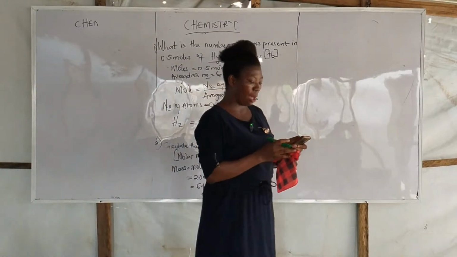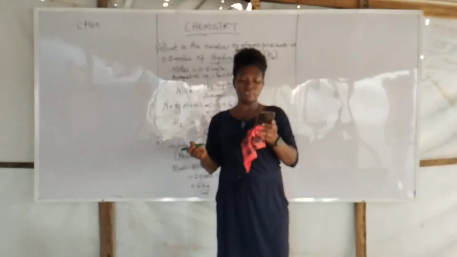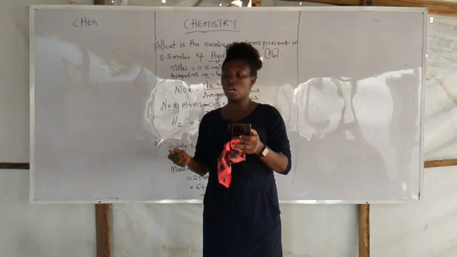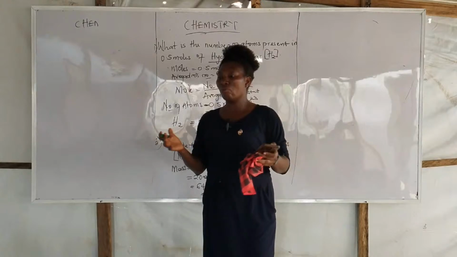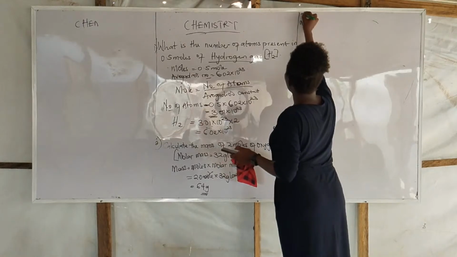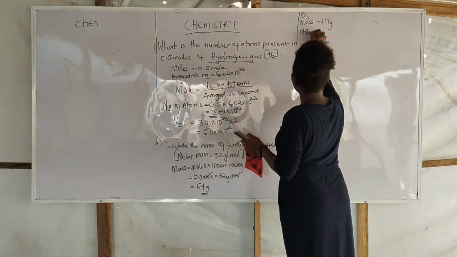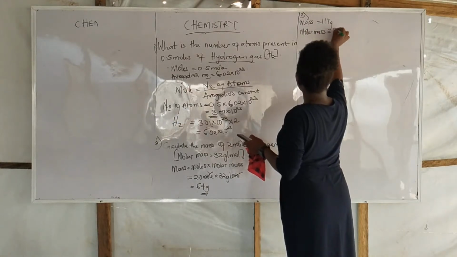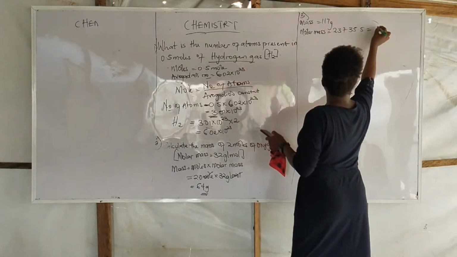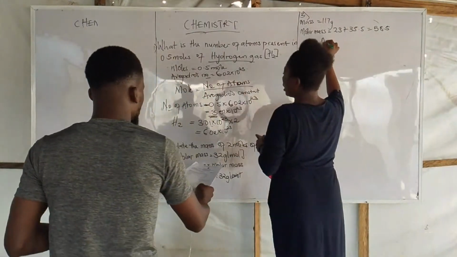All right, question 3. How many moles of sodium chloride are present in 117 gram of sodium chloride? That is the same as saying you are looking for mole, which equals mass over molar mass. What is your mass here? Our mass is equal to 117 gram. And the molar mass is 23 plus 35.5, which is 58.5.